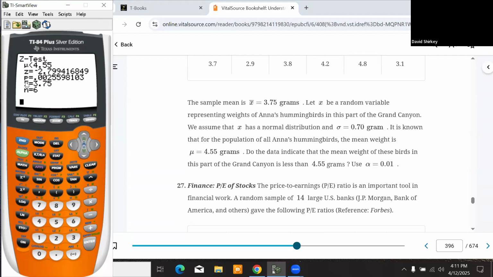All right, look at this p-value here. So all we're doing is comparing p to this alpha value of 0.01. Notice that, let's say this is 0.003, to the thousandth place. So your p-value is less than the alpha value. So that is sufficient evidence to reject the null hypothesis in favor of the alternate hypothesis. So it does appear that, based on this particular sample, the mean weights are less than 4.55 grams.